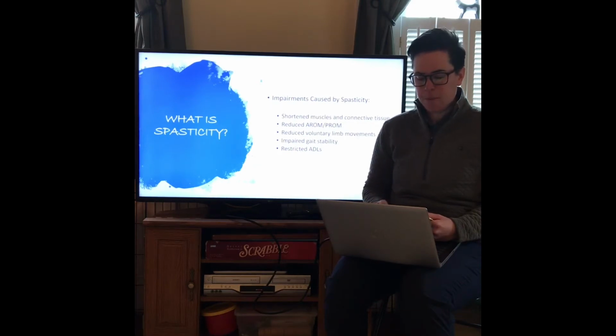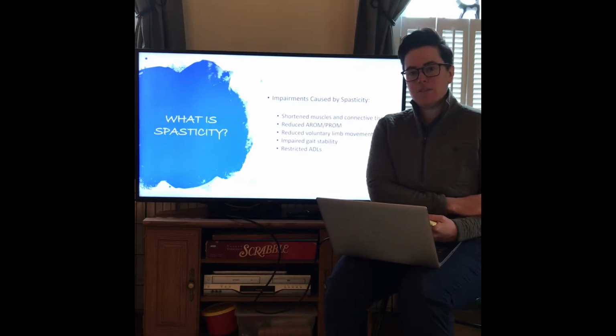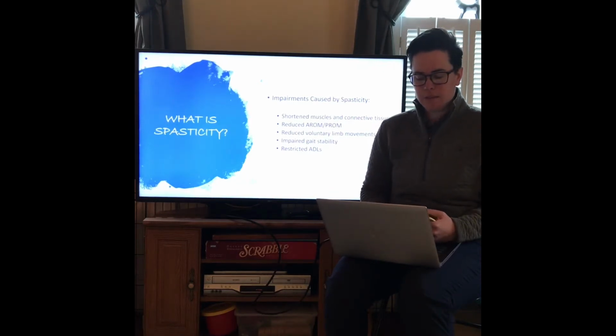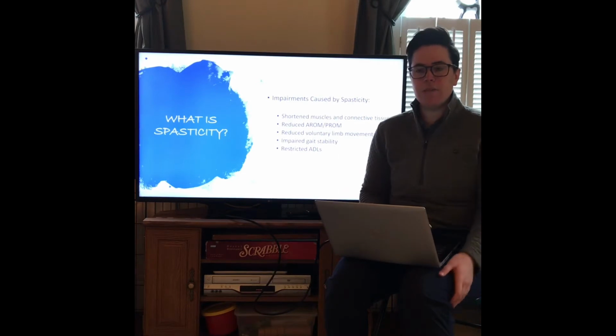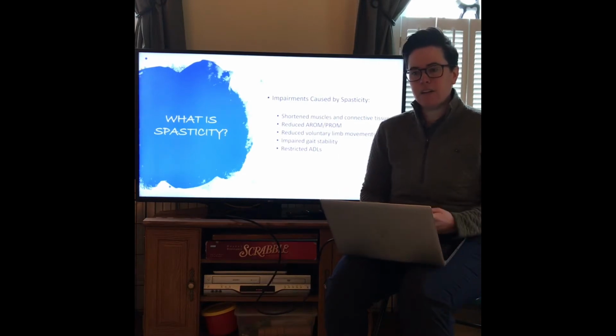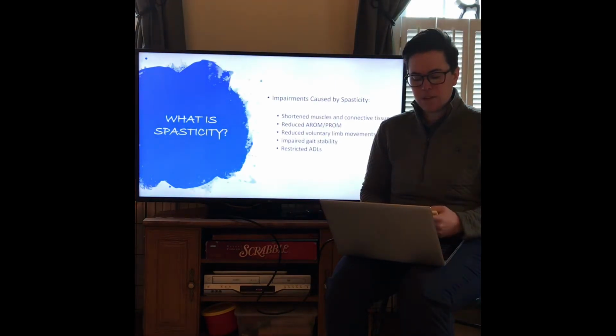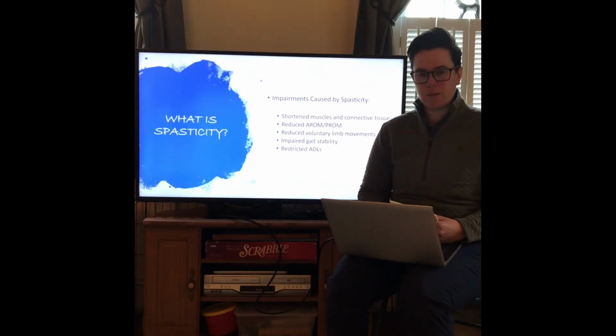A few of the impairments that are typically caused by spasticity would be shortened muscles and connective tissue, and reduced active and passive range of motion. They're going to have less range of motion available. Voluntary limb movements will also be reduced, along with impaired gait stability and typically a slower gait speed. And then, of course, all of that leads to restricted activities of daily living.